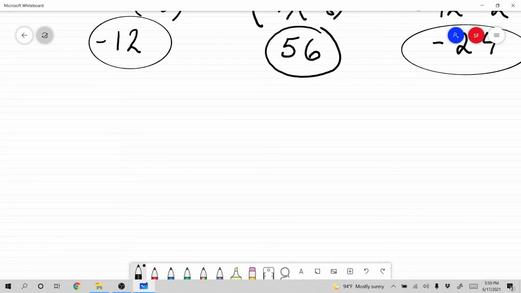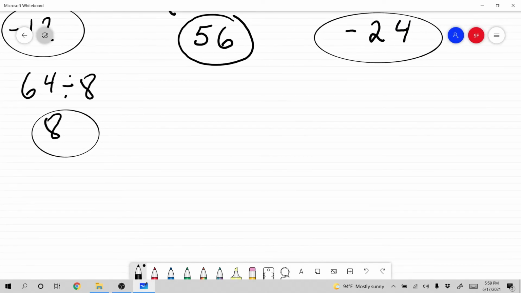All right, 64 divided by 8. 64 divided by 8. Oh, look at that. That was easy. 8 is the answer. Signs are the same, positive. Blammo. Easy peasy. No problems.